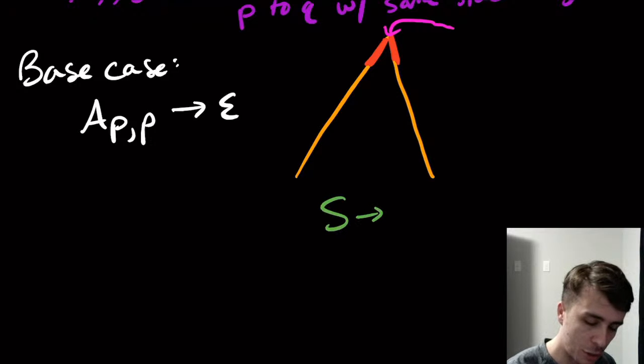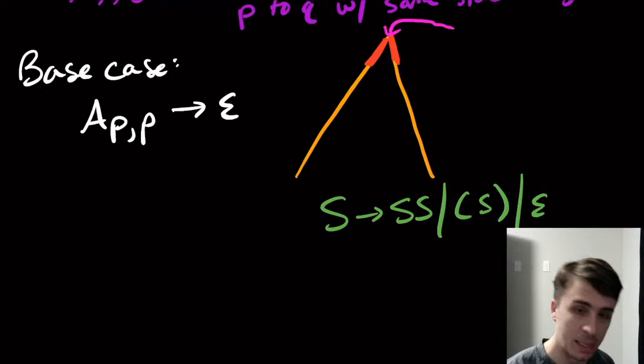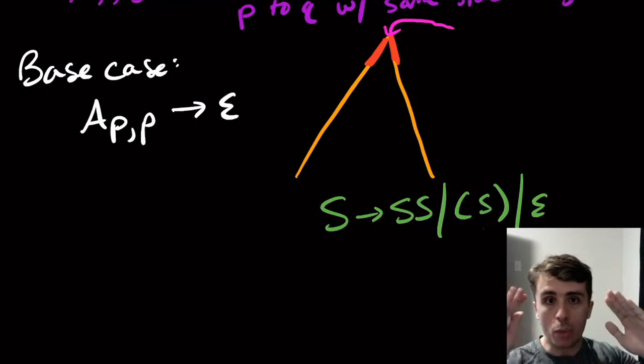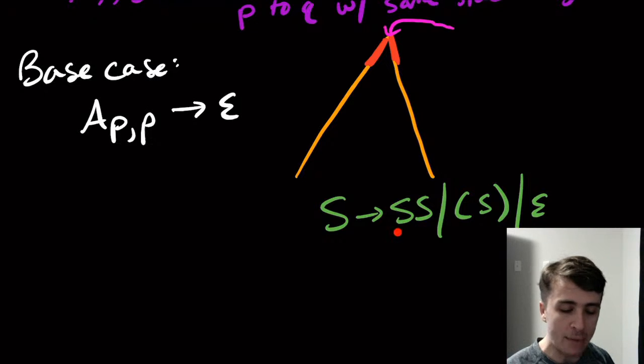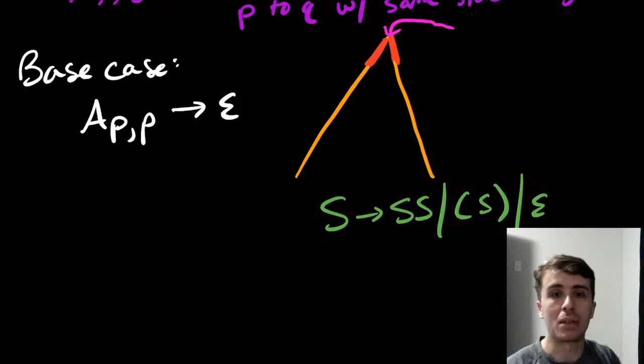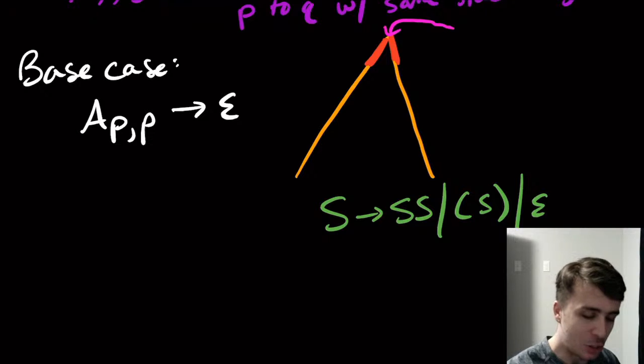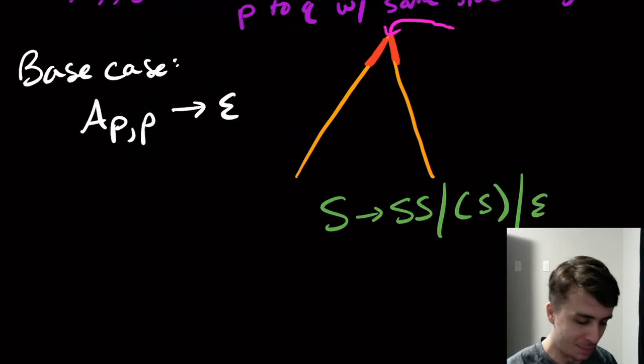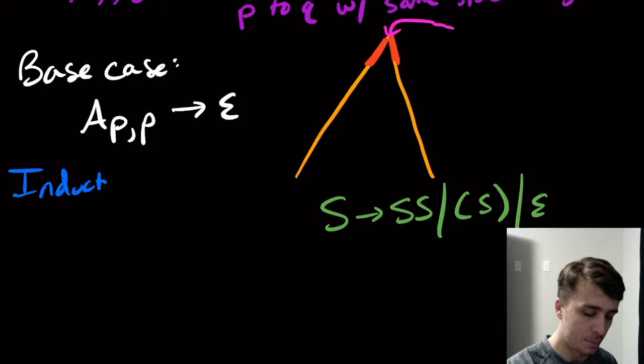So S going to SS, or left S right, or empty. It turns out that the analysis here, whether we go into the within two parentheses or we have two sets of different parentheses, is the same here. I just realized that. It's so awesome. So what are the two inductive cases that can happen?